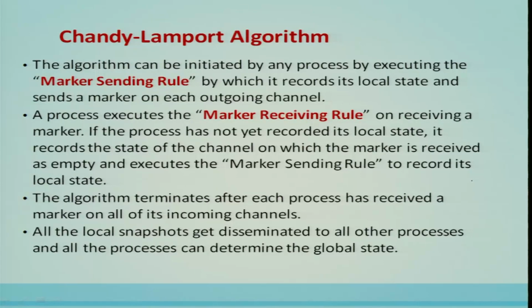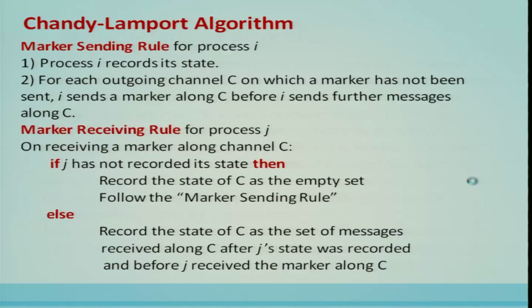The algorithm can be initiated by any process by executing the marker sending rule, by which it records its local state and sends a marker on each outgoing channel. A process executes the marker receiving rule on receiving the marker. If a process has not yet recorded its local state, it records the state of the channel on which the marker is received as empty and executes the marker sending rule to record its local state. The algorithm terminates after each process has received a marker on all its incoming channels. So all the local snapshots get disseminated to all other processes, and all the processes can determine the global state.